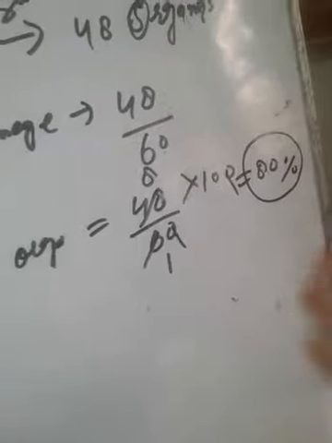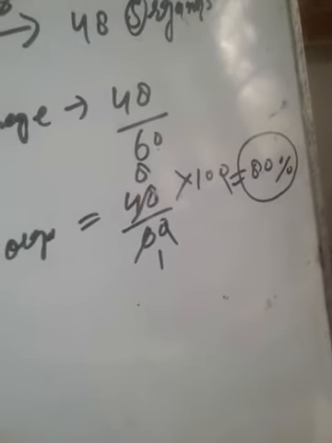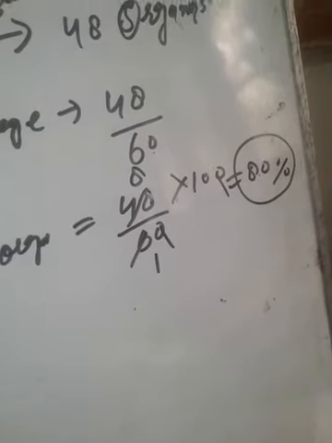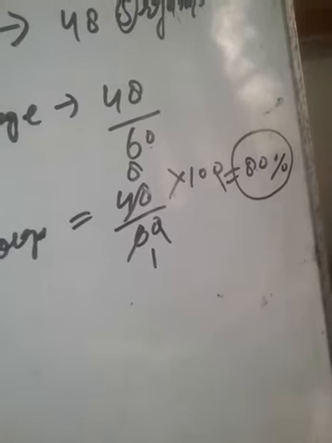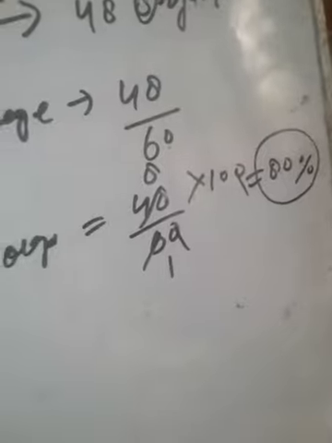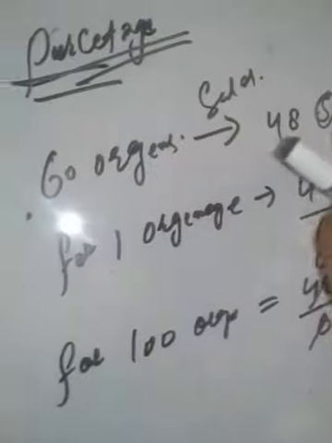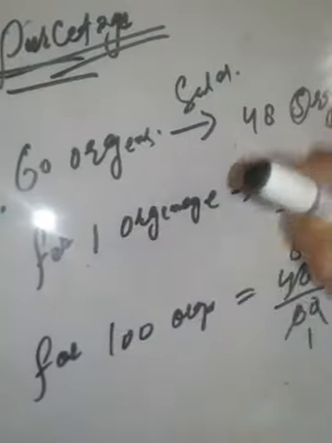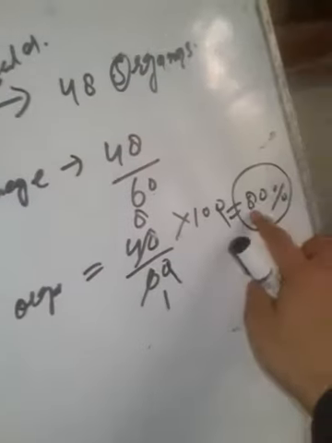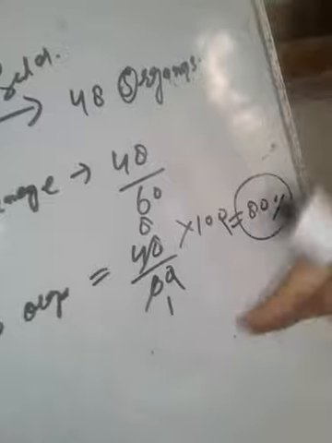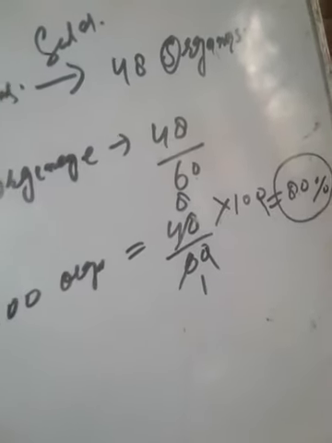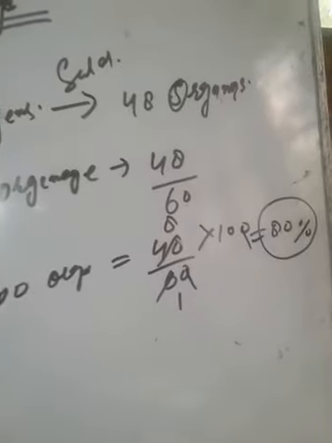Cent means 100. As you know, century means 100. For example, a century of runs means 100 runs, a century of years means 100 years. So according to this situation, if a person has 60 oranges, what would be the percentage per 100? It means that if he had 100 oranges with him, he would have sold 80 oranges. This is the basic idea of percentages.